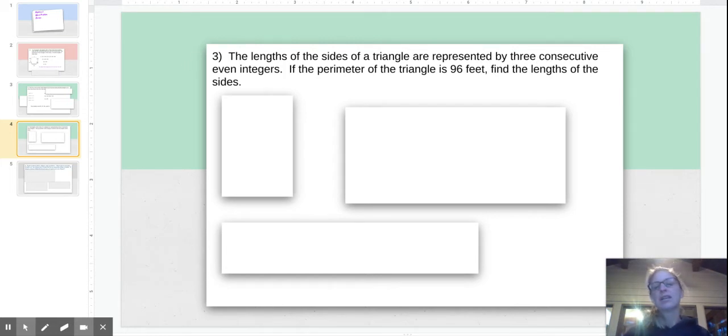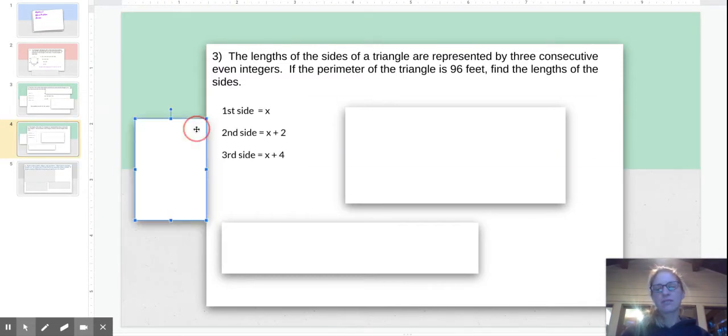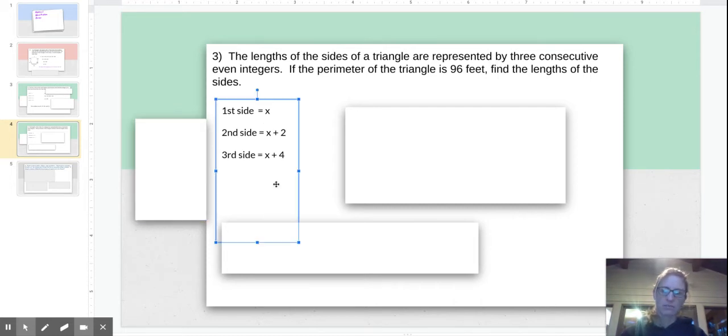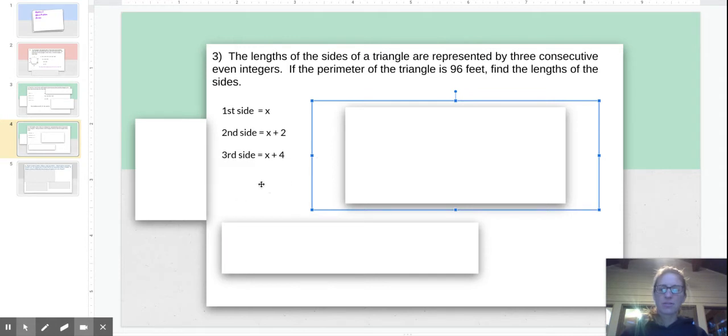What? That means when I take the 3 sides of a triangle, the first side's going to be x, the second side's x plus 2, and the third is x plus 4. These are the ways I label consecutive even integers. So I could take a triangle and draw it and have one side x, x plus 2, and x plus 4. I listed it this way because it just seemed easier for me, but either way is fine. But this is what we're looking to do. The 3 sides are 3 consecutive even integers. So x, x plus 2, x plus 4.